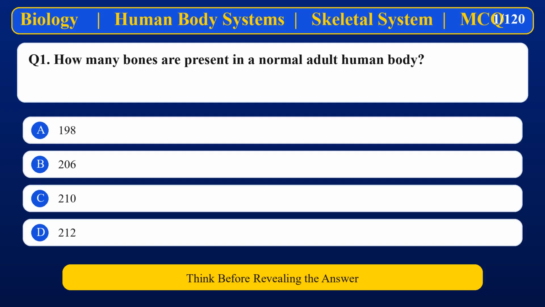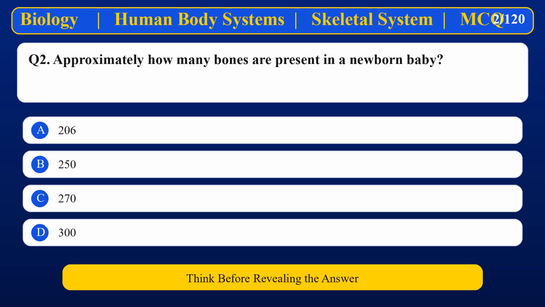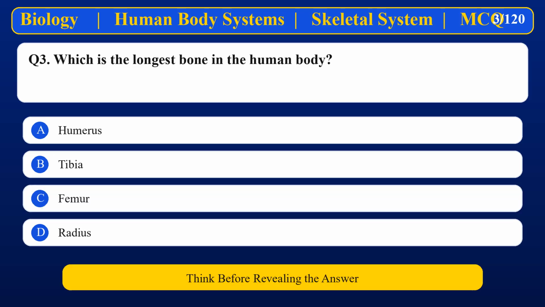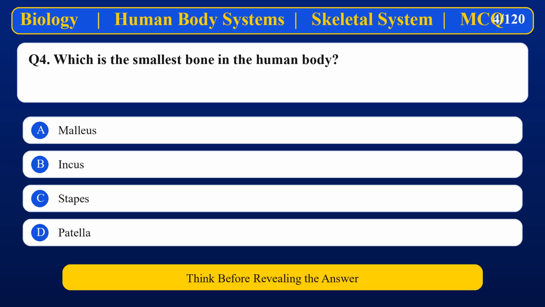How many bones are present in a normal adult human body? 206. Approximately how many bones are present in a newborn baby? 270. Which is the longest bone in the human body? Femur. Which is the smallest bone in the human body? Stapes.